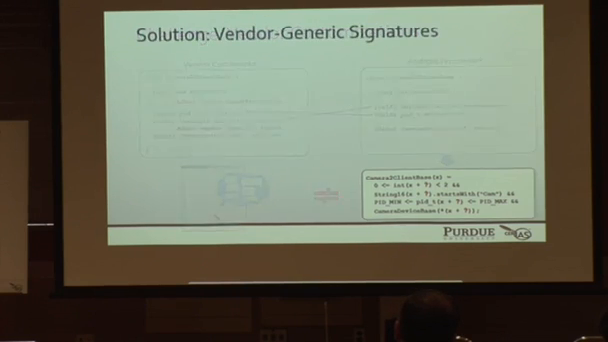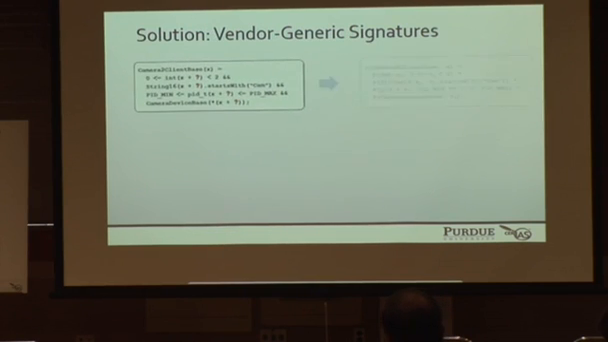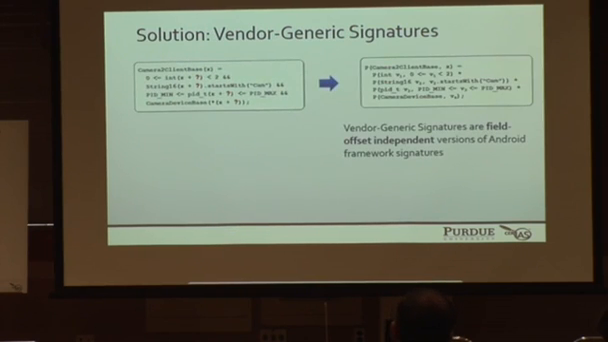So to overcome this, VCR uses a technique called vendor generic signatures. These are field offset independent versions of the data structure signatures we've seen previously. So instead of requiring fields to be at certain positions, these are only a set of probabilistic constraints on the structure's field values. So like the string camera or the PID of the process using the camera. But it has no dependencies on where those fields lie in the data structure.